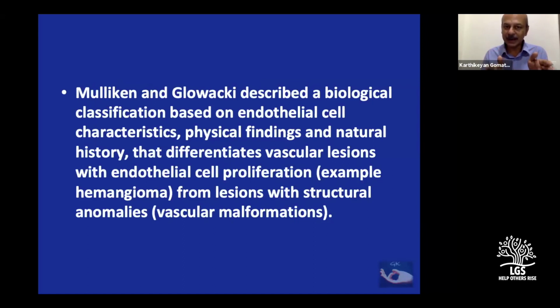Now, what Mulliken and Glowacki, the main thing they said was there are two things. One is known as a hemangioma, or vascular anomaly, and the other is known as a vascular malformation. So if there is endothelial cell proliferation, that is biologically it keeps proliferating, it is known as a vascular anomaly, of which hemangioma is the most common. And lesions with structural anomalies, they are called vascular malformations. So that is the meaning of the biological classification that was put forward by Mulliken and Glowacki in the year 1982. Remember that because it's very important.